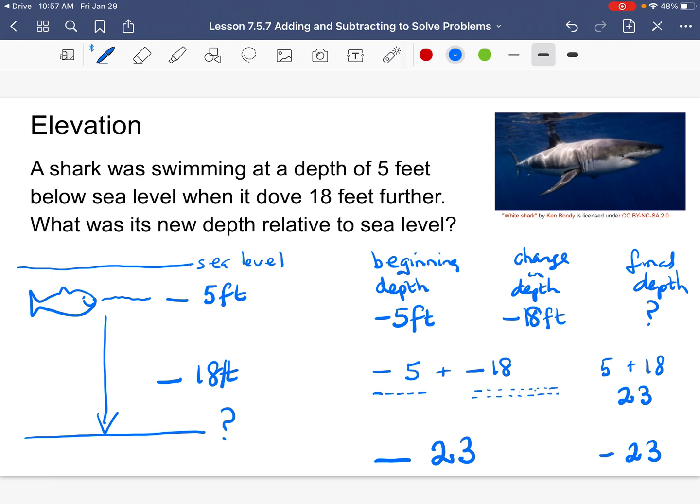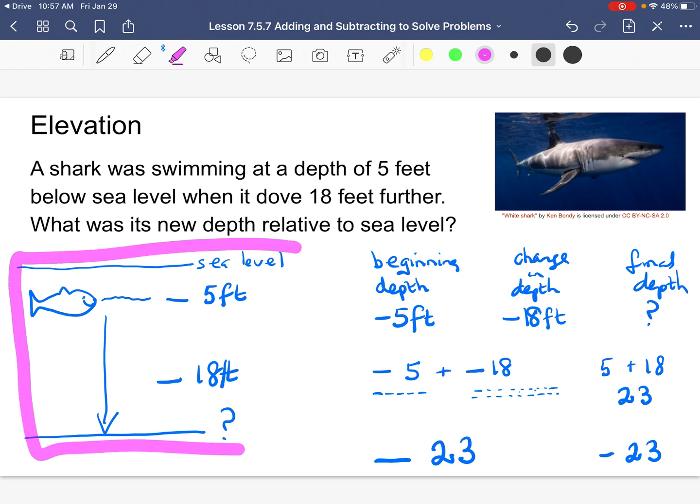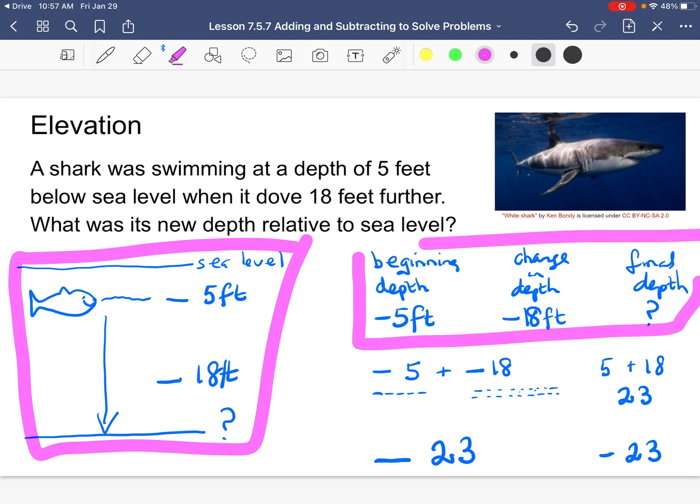So I just want to show you on this problem, I drew a model here, and I organized my information here. I did my calculations 2 different ways. I added the negative signs here, and I used an algorithm here.